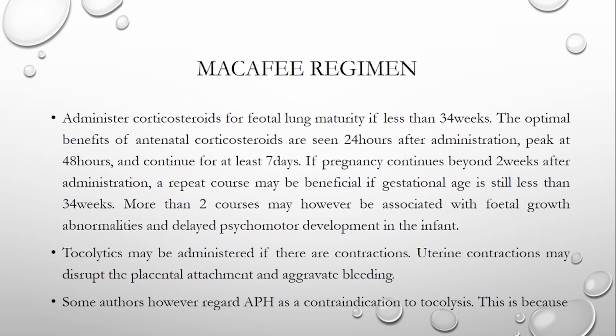If the pregnancy is less than 34 weeks, there may be a need to administer corticosteroids for fetal lung maturity, because delivery can take place. Another bleeding can occur anytime, and there may be a need for immediate delivery. So corticosteroids for fetal lung maturity are important.